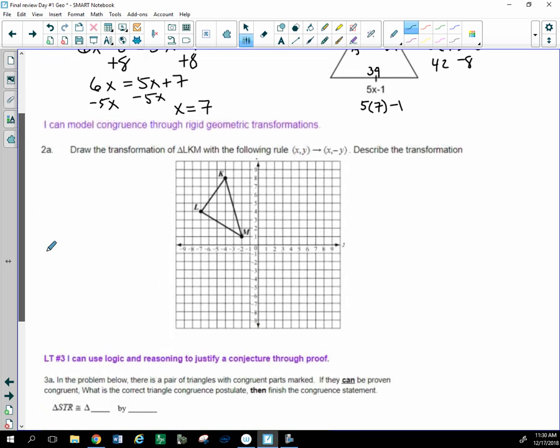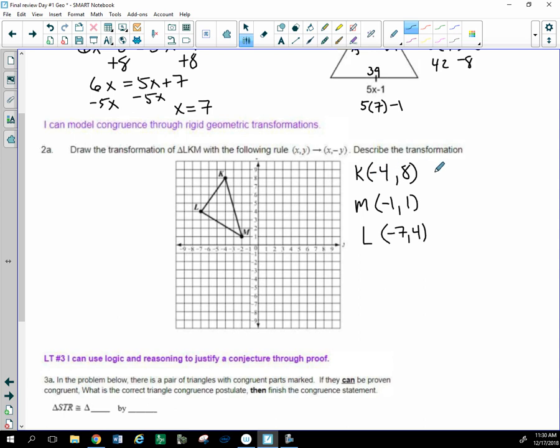All right, on the next one, we want to draw the transformation and describe the transformation. So they gave me this rule x, negative y. And so I'm going to first list the ordered pairs that I have. K is negative 4 and 8. M is negative 1 and 1. And L is negative 7 and 4. Yeah, fix this. Negative 4. There we go. All right.